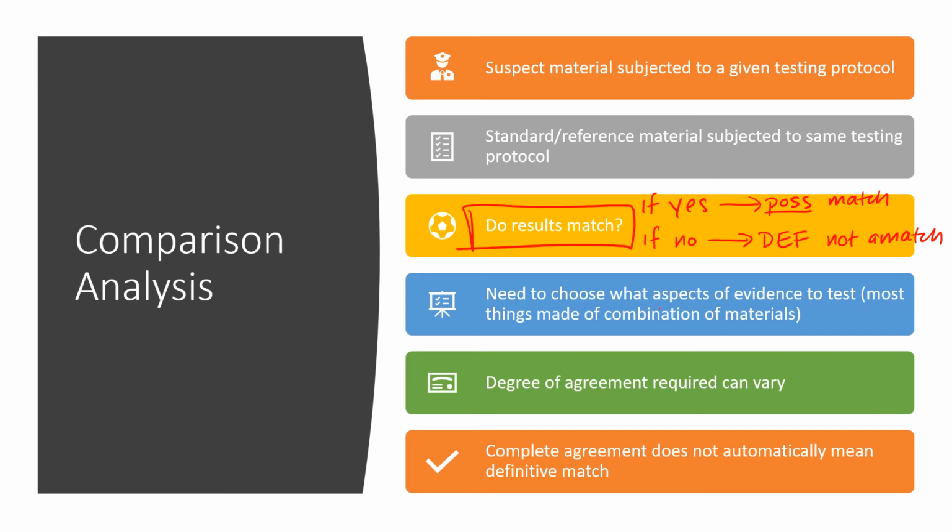If you test both of those samples and they don't match, then you can be very certain, 99% certain, that they don't in fact match. If they came from the same place and were subjected to the same testing protocol, there's no reason that they shouldn't match. You need to choose what aspects of evidence to test.